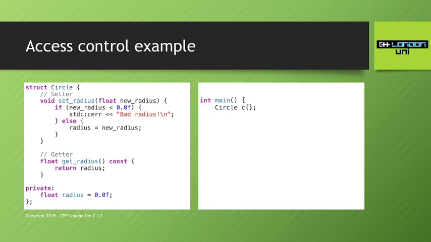So now let's do exactly what we did before. Create a circle, call set radius with 10. This is going to work exactly as it did before. We're going to pass 10 into set radius. It's going to check, is it less than 0? No, it's not. So we're going to update the radius exactly as we did before. No problem. This works. This is fine.